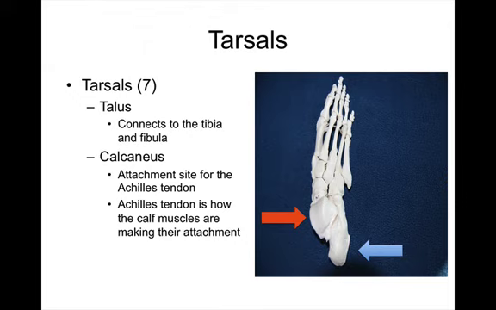So two key tarsals I'd like to highlight at this point. We have talus, which connects to the tibia and the fibula, and then we have calcaneus, which is the heel bone. So the calcaneus receives the Achilles tendon, and another name for the Achilles tendon is the calcaneal tendon. So ultimately our calf muscles attach onto the calcaneus.